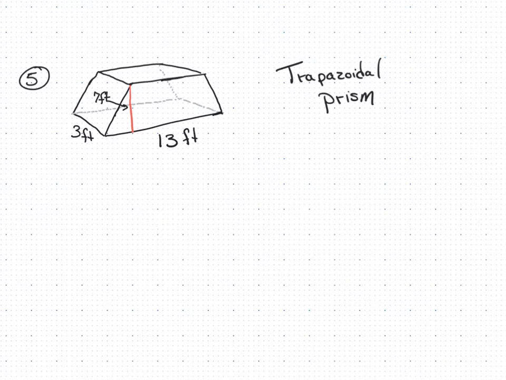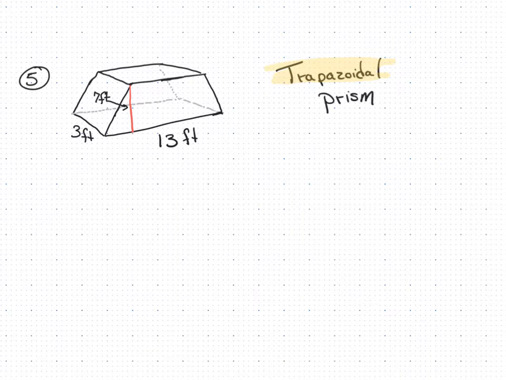Okay, so now let's try another figure. So this is a trapezoidal prism. Now, it's important to think about the names when you're looking at the volume because you have to figure out what the base is. And the prism is always named by what it is. So the fact that I'm looking at a trapezoidal prism tells me that I have to find the area of the trapezoid.